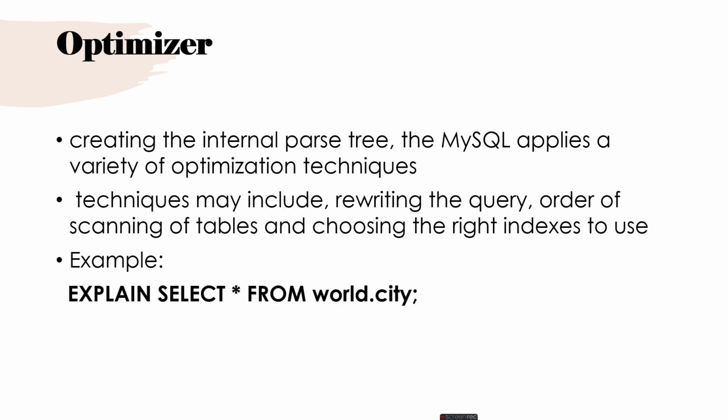Next, about the optimizer. The optimizer creates the internal parse tree where MySQL applies a variety of optimization techniques. These techniques may include rewriting the query, the order of scanning of tables, and choosing the right indexes to use. For example, explain select star from world city. World city is the table.